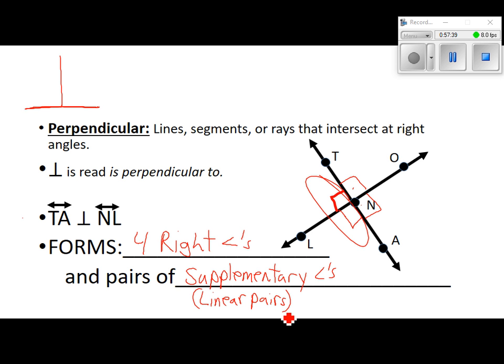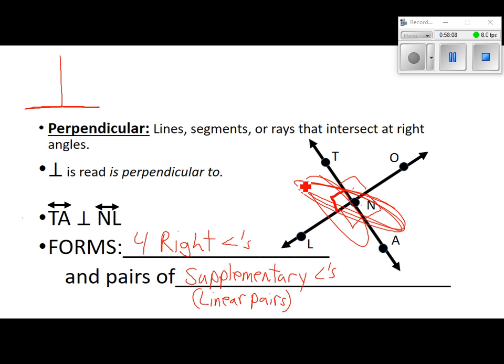Now, are there also vertical angles in this picture? Yeah, these two angles right here are what? Vertical. Not only are they vertical, but we also know that they're congruent to each other. So if one of them is 90, what does the other one have to be? 90. Not only are these angles supplementary angles, but they are also what to each other?